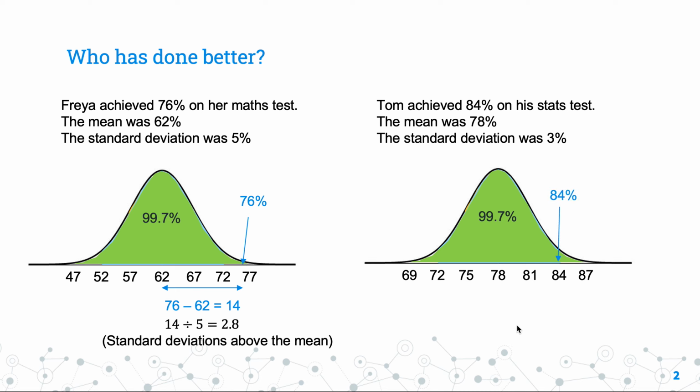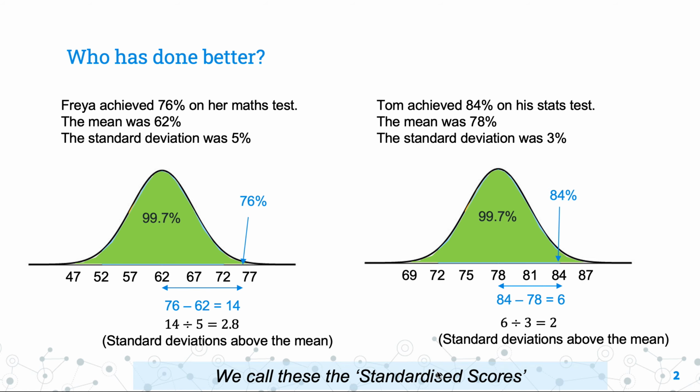So Tom got 84%, which is right on one of our boundaries, and we know that is 6 above the mean. Okay, now how many standard deviations is that? Well, let's divide by the standard deviation, and that tells us that Tom's score was 2 standard deviations above the mean. So now looking at this, it's much easier to say who has done better. Okay, now we call these the standardised scores.